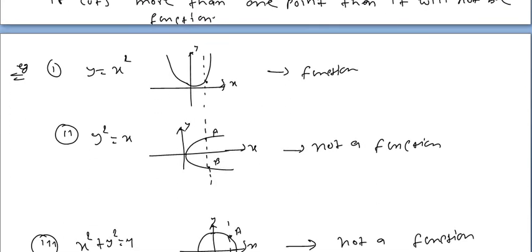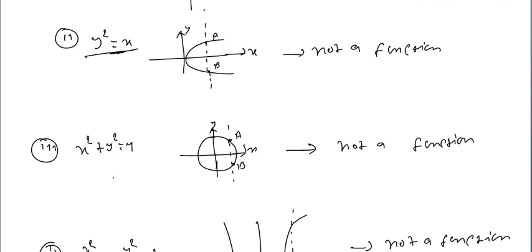Now suppose the example y = x². This is a very simple curve. y = x² is an upward-opening parabola, and we draw a line parallel to the y-axis. This is cutting at only one point, that is point A. So it is a graph of a function. Now suppose y² = x. This is a rightward-opening parabola. Now draw a line parallel to the y-axis, cutting at 2 points, point A and point B. So it is not a function.